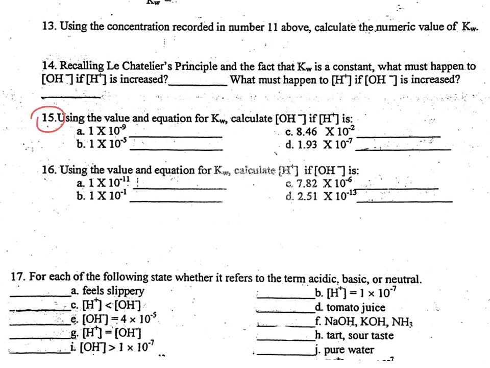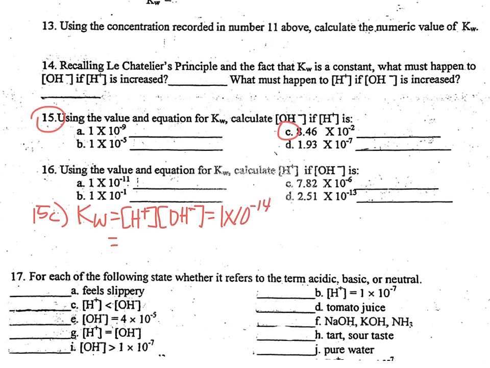All right? Okay, now let's practice calculating H plus and OH minus using the Kw equation. So first we're going to take a look at number 15, and we're going to do 15C together. The question is, using the value and equation for Kw, calculate hydroxide if H plus is the given number. So I'm going to write that down here. This is 15C. We're going to use the Kw equation. So Kw is H plus times OH minus, and it equals 1 times 10 to the negative 14.